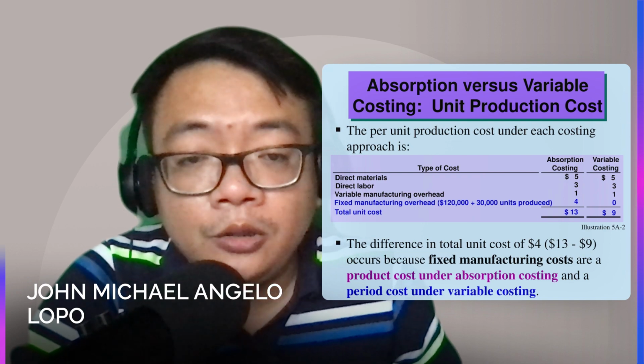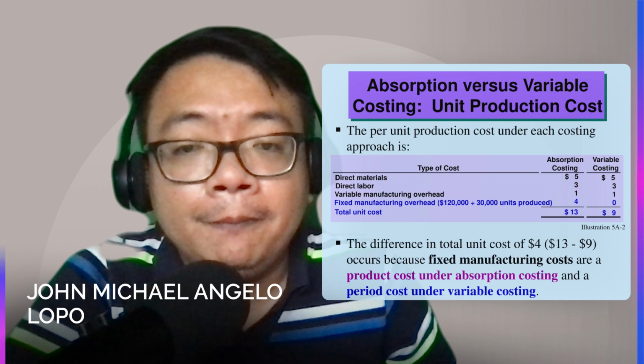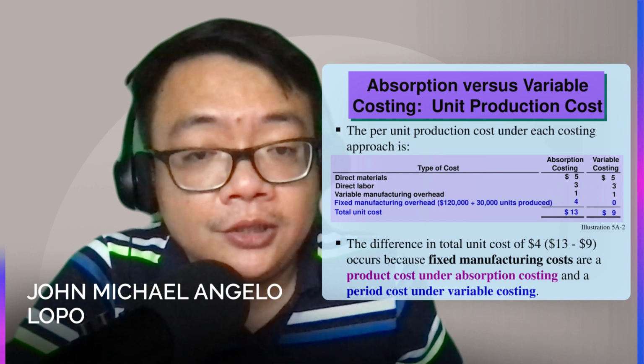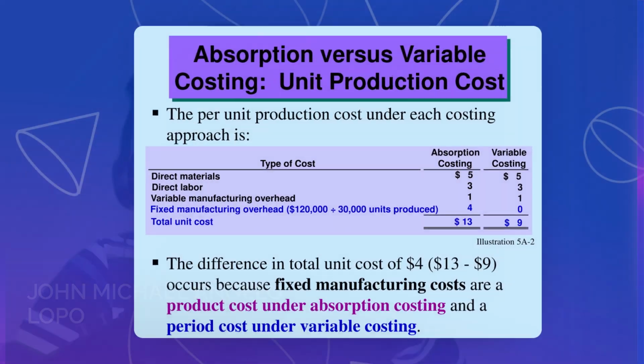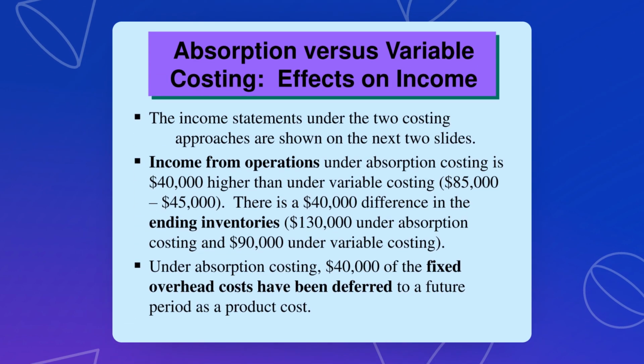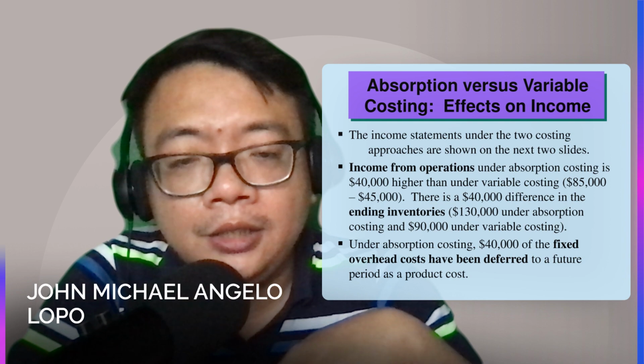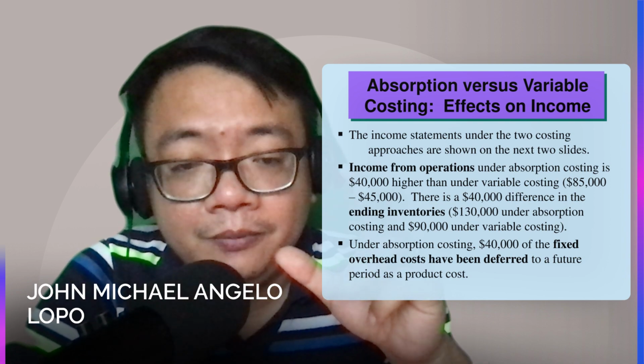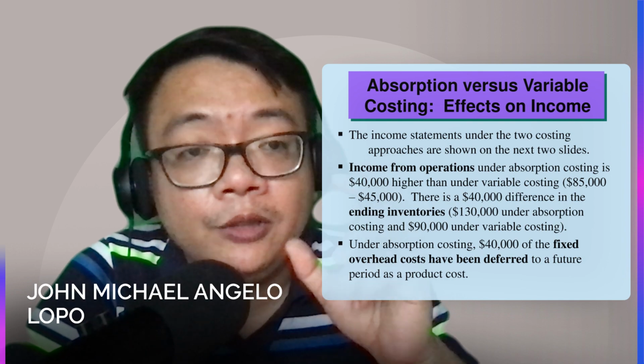Why? Because in the absorption costing, it is part of your product cost, while in the variable costing, they are expensed outright. So the difference in total units of 4, 13 minus 9, occurs because the fixed manufacturing costs are the product cost under absorption costing and the period cost under the variable costing. Alright. So, meaning to say, class, when you want to reconcile the variable and absorption costing, it is only the ending inventory. Kasi nga, ang difference lang is all about the fixed manufacturing overhead.